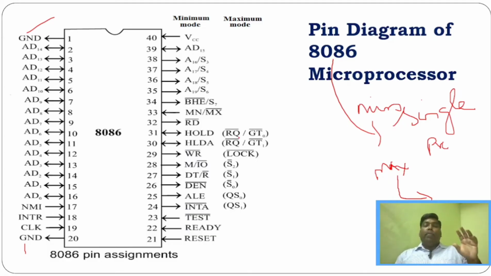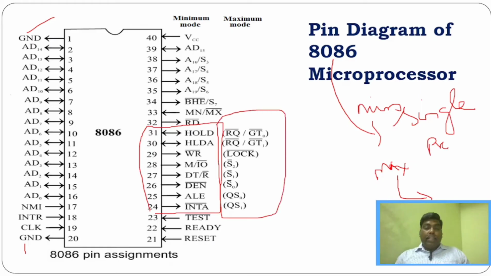Now, we know that most of the pins on this IC support dual purpose. You can see here these pins from 24 to 31 have dual purpose. That is, this supports minimum mode and this supports maximum mode.